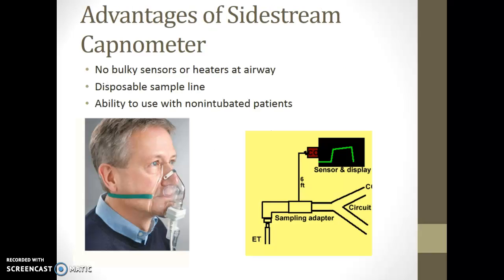So we'll talk about some advantages and disadvantages of the side stream capnometer. For the side stream capnometer, the advantages are you do not have a bulky sensor or heater at the patient's airway. They are disposable sample lines, so these sample lines that are coming up from between the endotracheal tube and the circuit are disposable, so after the patient used it, it just gets thrown away. And you do have the ability to use with non-intubated patients. So if you see over here, this would be maybe a gentleman with COPD, and the side stream capnometer is just on the end of the simple mask there.